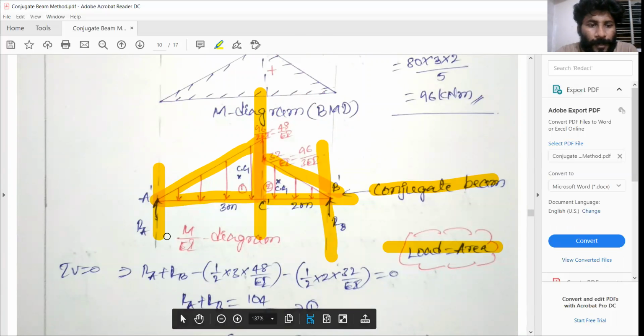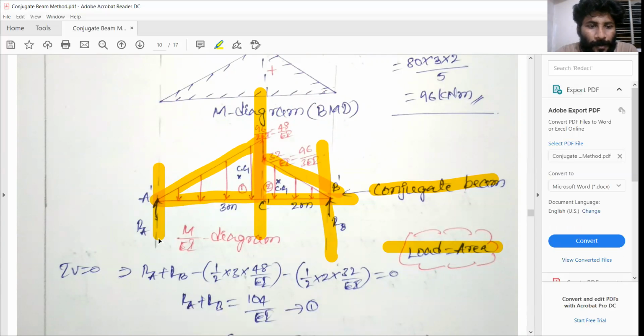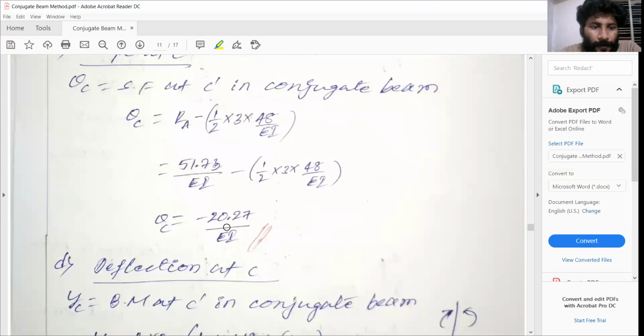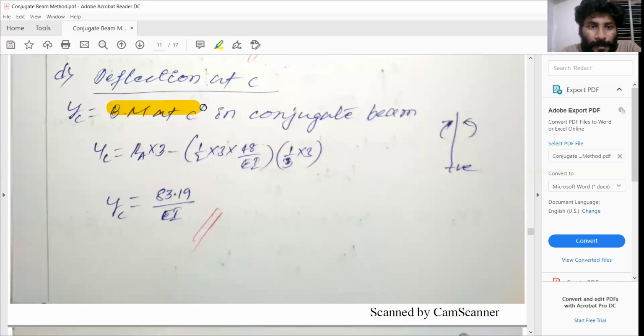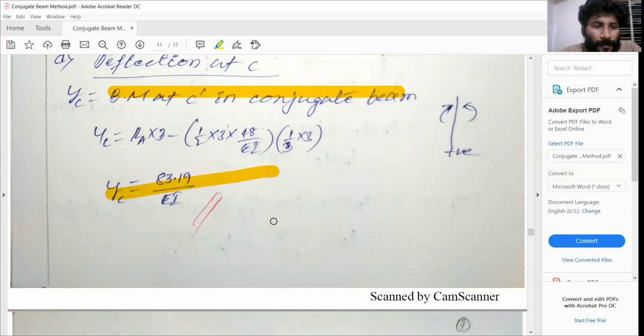So we have to take the bending moment of forces or loads which are left of the section or right of the section about the section. Now RA into 3. So again here we have the load 1 by 2 into 3 into 40 by EI, into the distance between the center of gravity of this triangular load to the section C. So that will be your bending moment at C in the conjugate beam. So RA into 3, that's given. Solve that, we will get the answer.